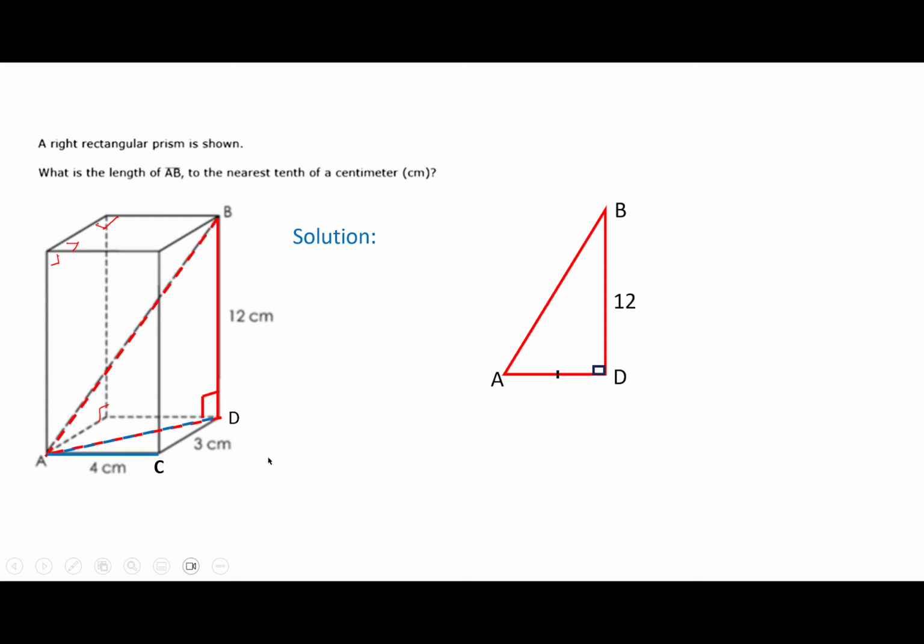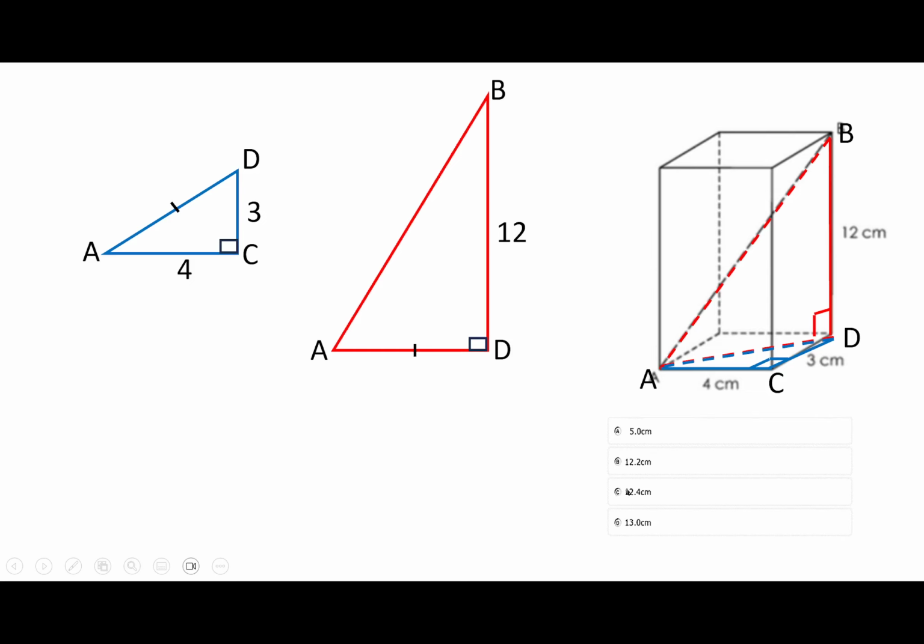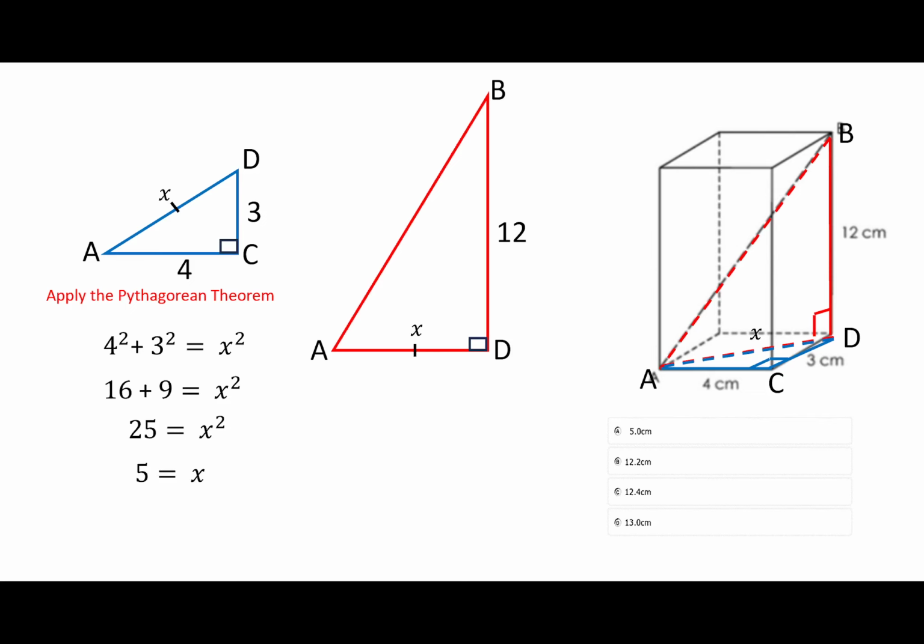Now here's another triangle, also a right angle triangle. I'm putting it right here. If I can calculate AD from this triangle, I can use it here to find AB. So use the theorem now. Call this x, which is x here, right here too. Apply the Pythagorean theorem: 4 squared plus 3 squared is equal to 25, so x is equal to 5.